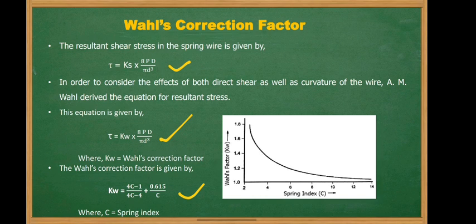Now the graph shows the relation between spring index and Wahl's factor. Here you can see the effect of spring index on Wahl's factor, in which Wahl's factor increases rapidly as the spring index decreases. So this is all about Wahl's correction factor.